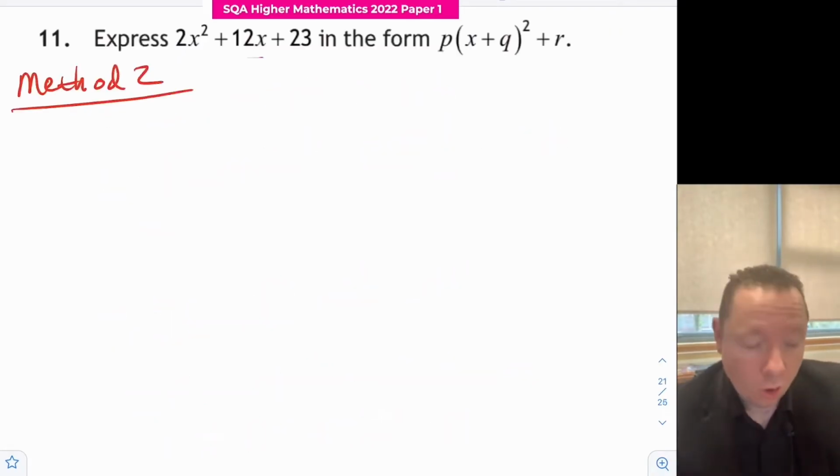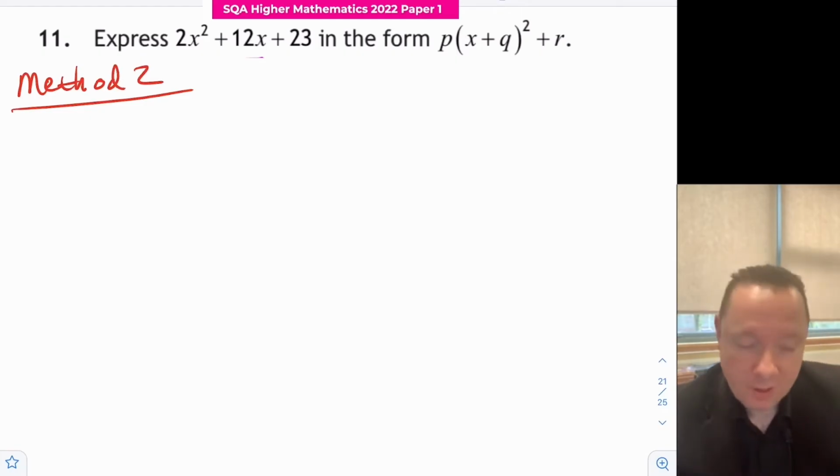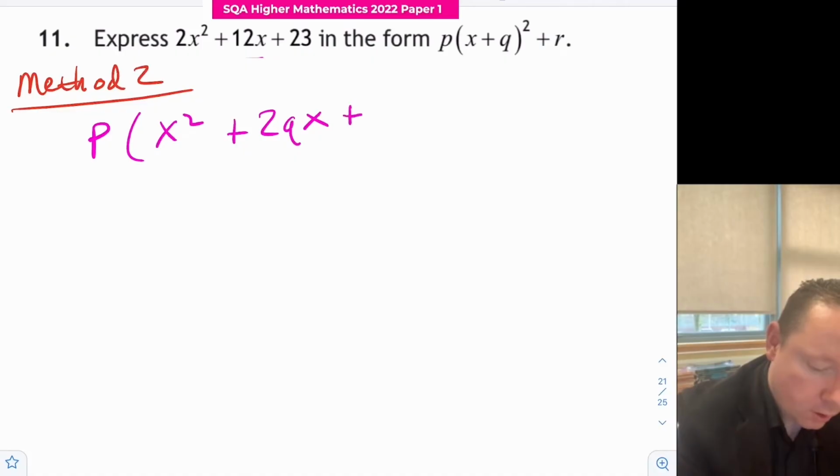Okay, another optional method that you could use for this, but not often taught, is to start from this point, expand it and then equate the terms. I'll show you that method now. So if I've got p(x plus q) squared, that's p times x squared plus 2qx plus q squared, and that is now plus r.